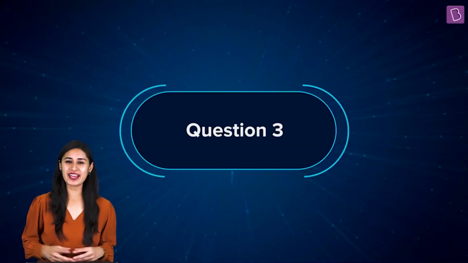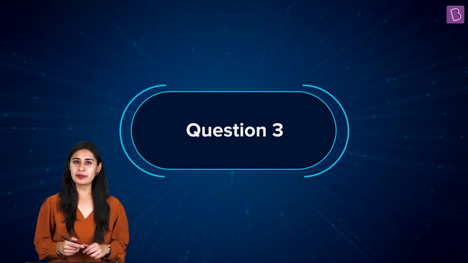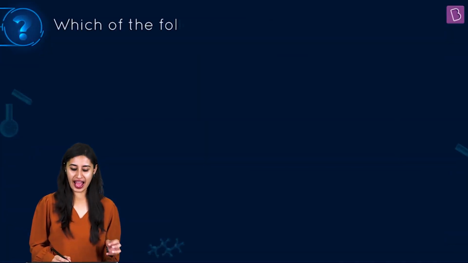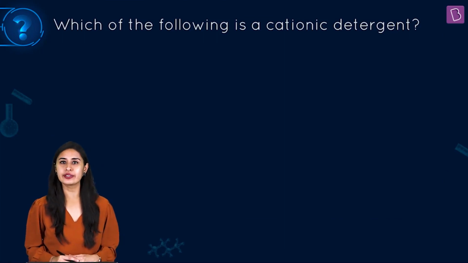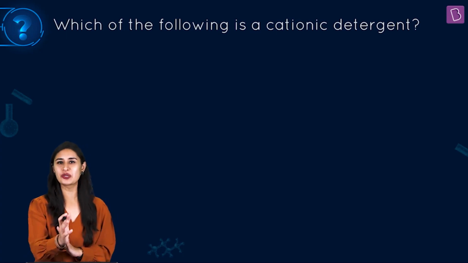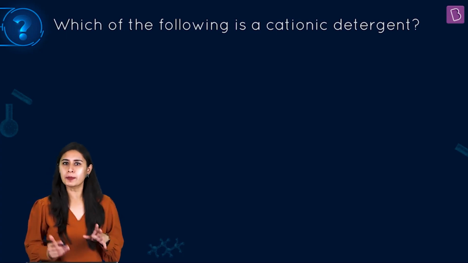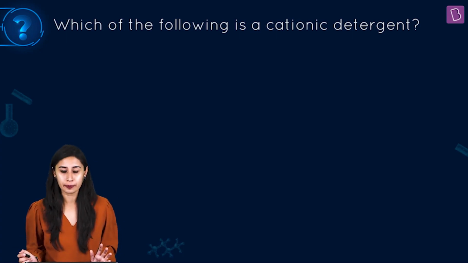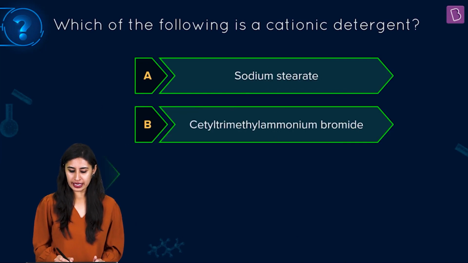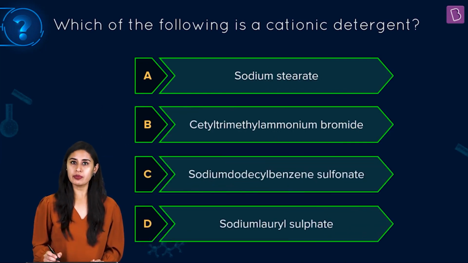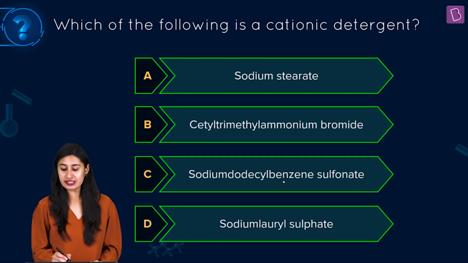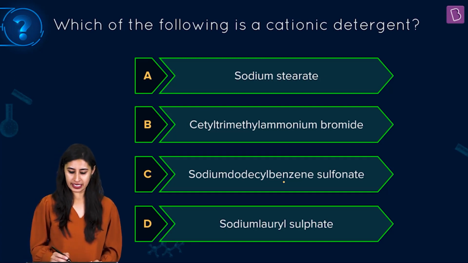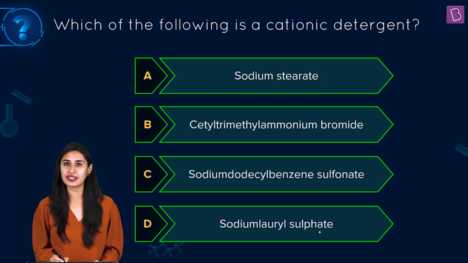Now let's take a look at the next question, which is very simple. Again, as it is a NCERT question, the question is, which of the following is a cationic detergent? You know it or you do not know it. There is no midway. So the moment you see the options, you should realize the right answer. The options are option A, sodium stearate, option B, cetyl trimethyl ammonium bromide, option C, sodium dodecyl benzene sulfonate, option D, sodium lauryl sulfate.